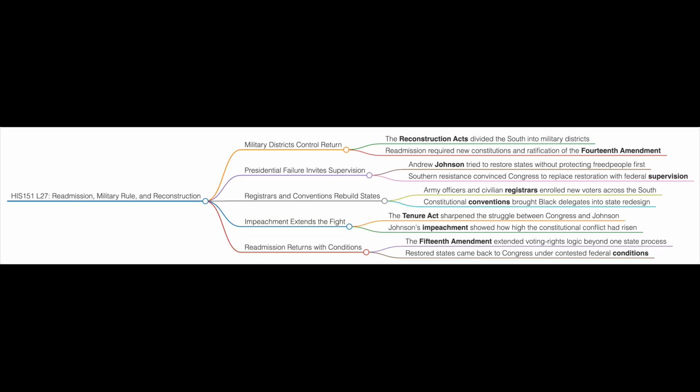The Reconstruction Acts of 1867 divided the former Confederacy, except Tennessee, into 5 military districts and placed Army commanders over the transition. Registration boards enrolled eligible male voters, including large numbers of black men for the first time. State conventions would then draft constitutions acceptable to Congress, and the resulting governments would have to ratify the 14th Amendment. These were not decorative conditions.